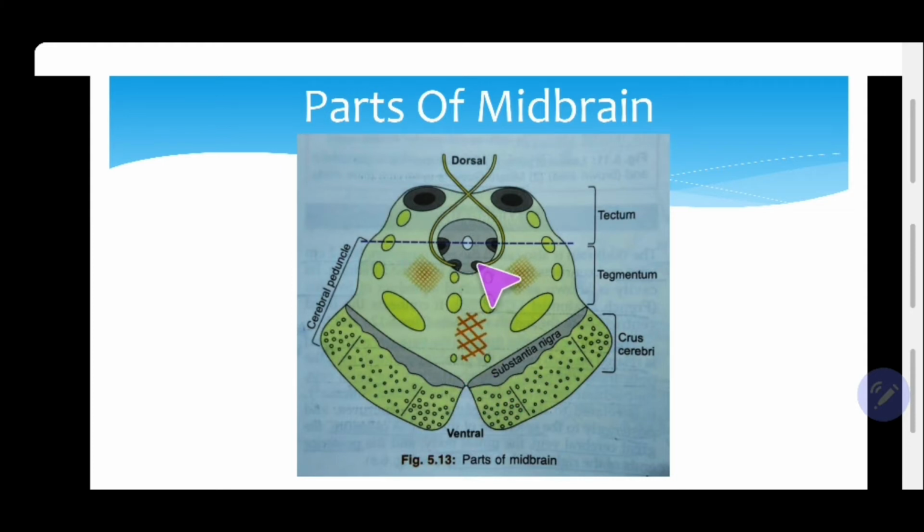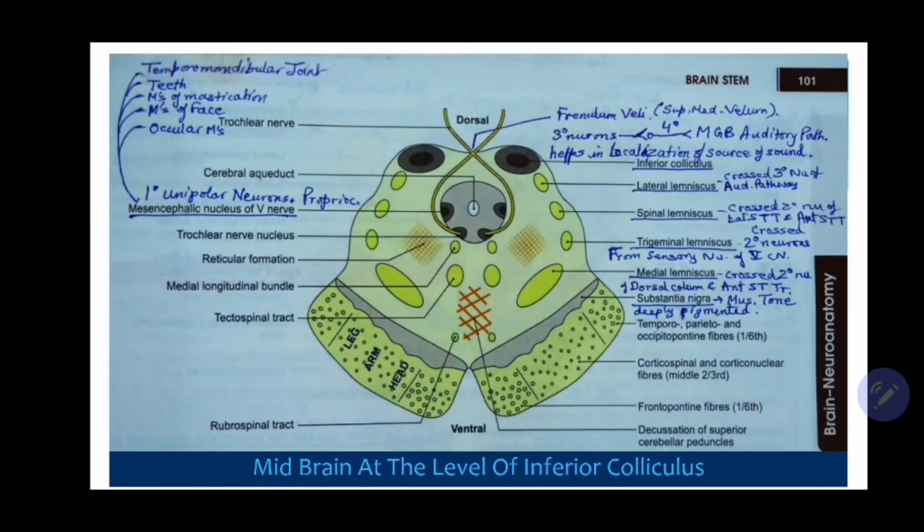And instead of trochlear nucleus, you will have an oculomotor nuclear complex in the section above. Here the mesencephalic nucleus will be the same in the upper segment. Reticular formation will be there in the upper segment, and instead of inferior you will have a superior colliculus in the upper segment. Got it?